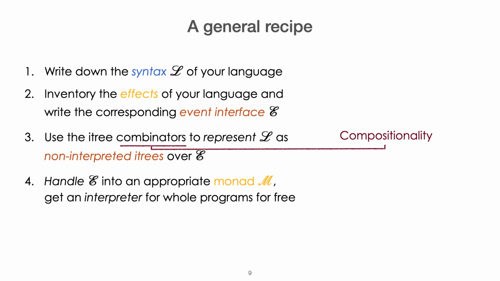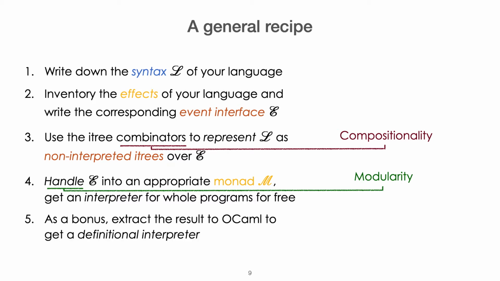After that, each of these categories of events are implemented in an appropriate monad. And because you handle each of these categories of events separately, you obtain some modularity. Finally, because interaction trees do not go into Prop, they are a co-inductive data structure, you may still extract the result and get an interpreter that you can execute in OCaml.